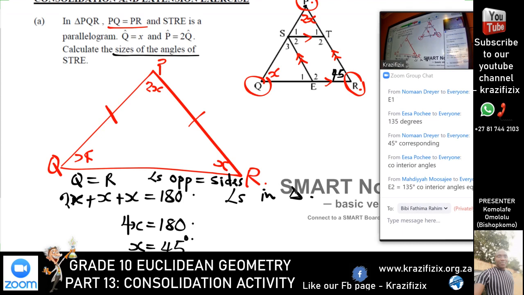Okay, sir. So the way you're going to work out E2 is because co-interior angles are going to equal 180 degrees and are supplementary, and SE is parallel to TR. So if you have to work it out, you change E2 to x, and x plus 45 equals 180 degrees, and shift over, and your x will give you 135 degrees. All right, thank you.